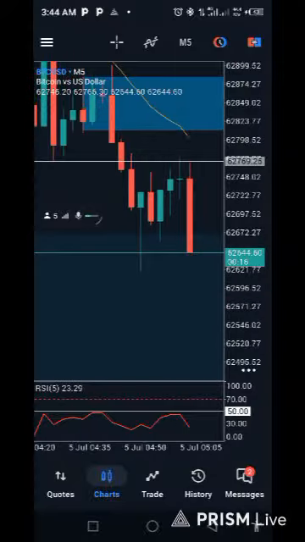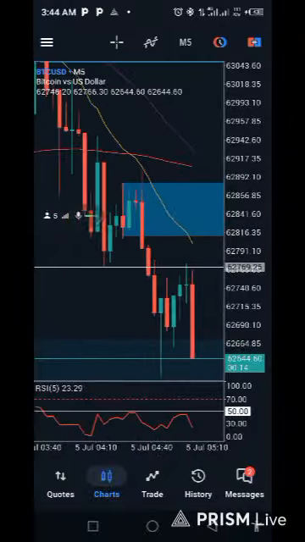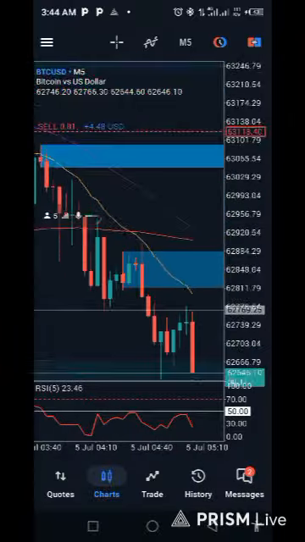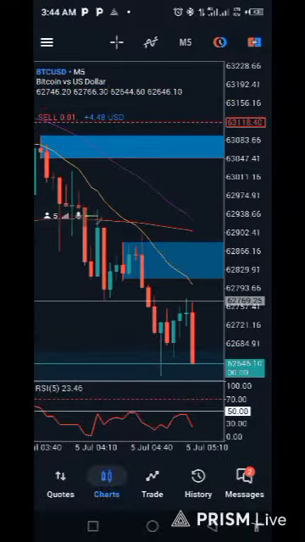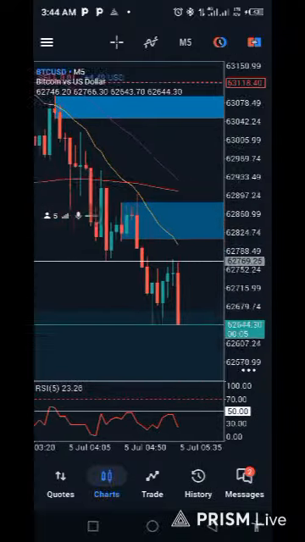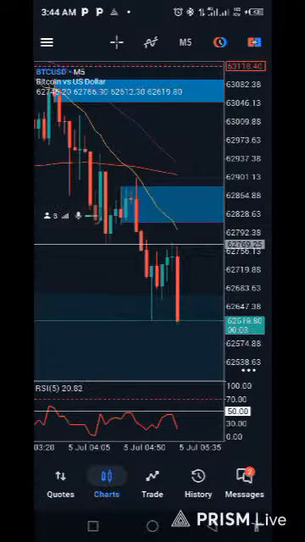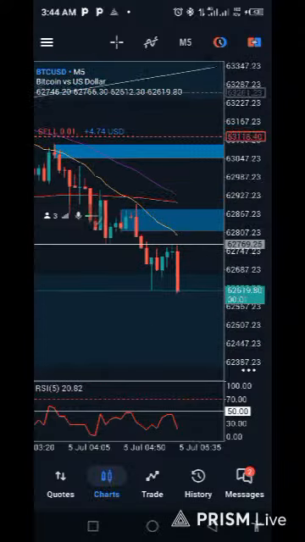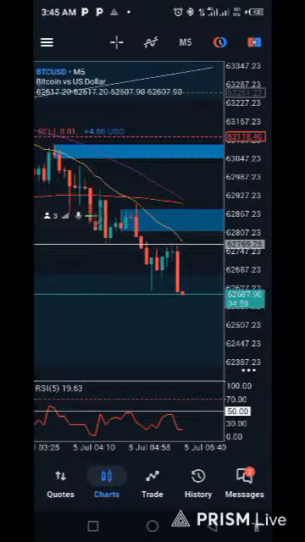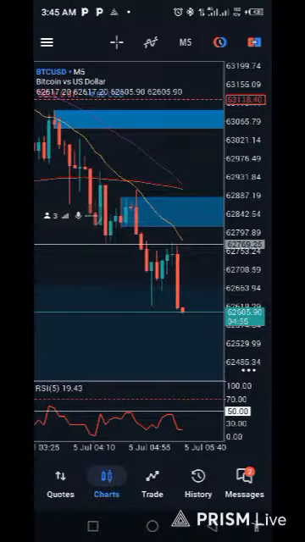You can see there's a serious sell. You can see the moving average has crossed. It's going my way perfectly well. So it's just understanding. I had to wait for this trade for some days before entering this trade. I had to wait.